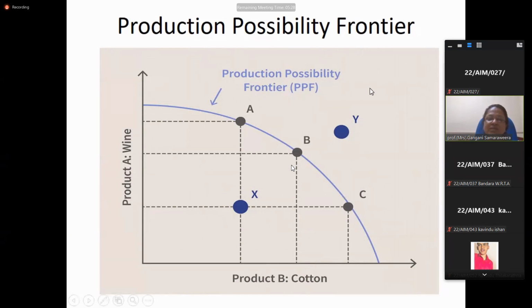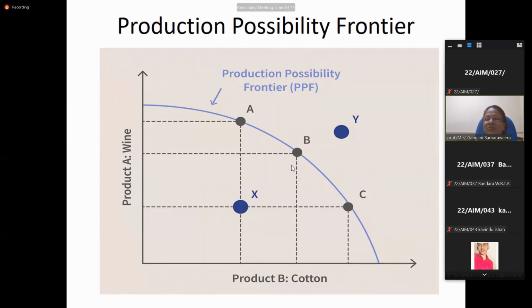What are the efficient feasible points here? A, B, C. Very good. What are the inefficient feasible points? X. Very good. X, feasible but inefficient. What is the point? Inefficient, infeasible. Y. Right. Y.